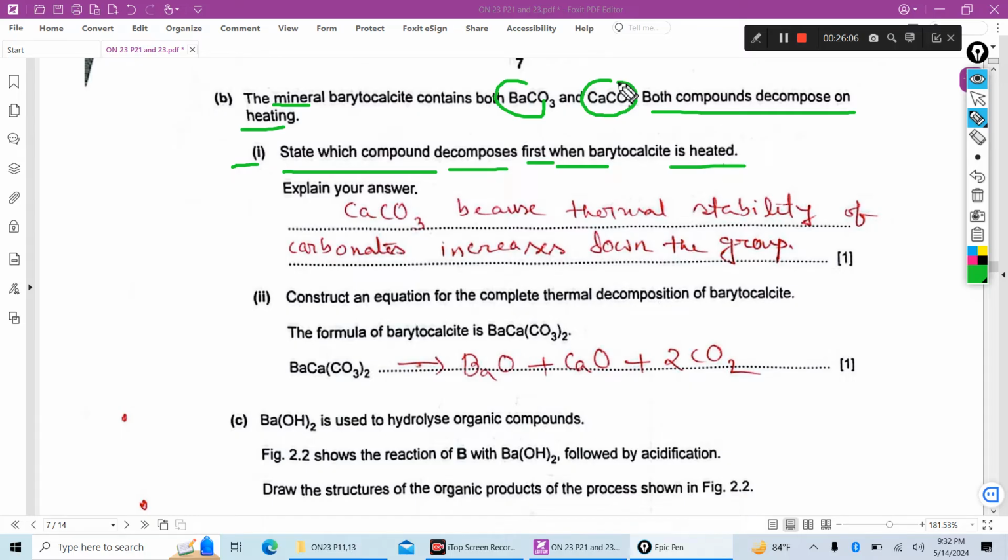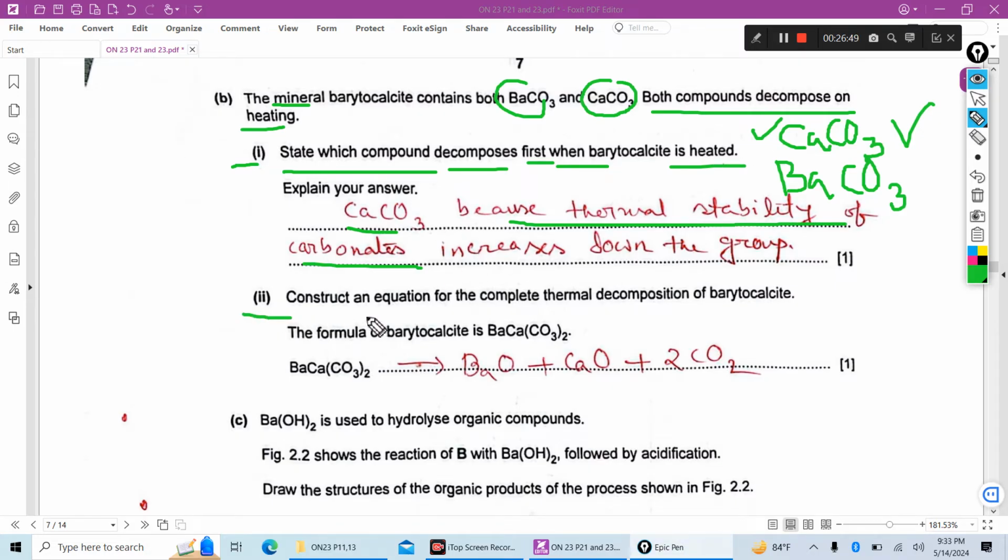Group 2 carbonate thermal stability increases down the group, meaning more heat is needed to decompose. So which compound decomposes first? Calcium carbonate is above barium carbonate, so calcium carbonate will decompose first. The answer is calcium carbonate, because the thermal stability of carbonates increases down the group.